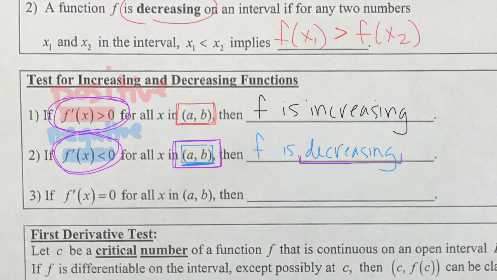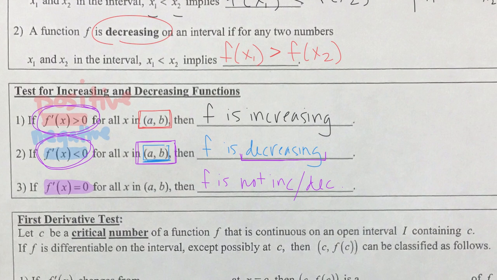And then our third option, what if our derivative equals 0? Then our function is neither increasing nor decreasing. In fact, what we're going to find out is if our derivative is 0, that means we either have a local maximum or a local minimum, because a derivative of 0 means we have a horizontal tangent line. And this is what we're going to call critical numbers. We're going to see where our derivative is 0, and those are going to be your critical numbers.